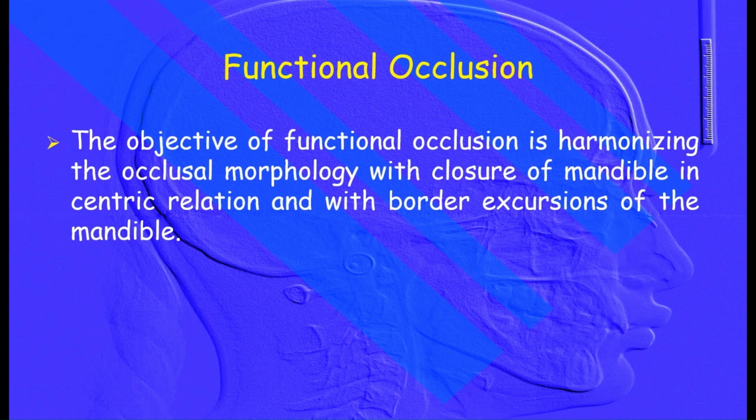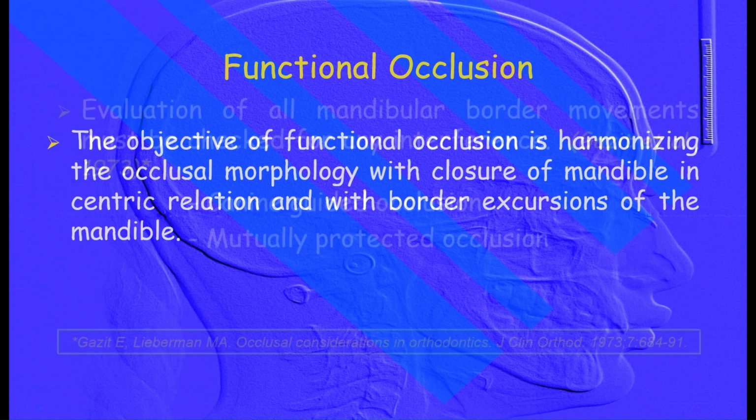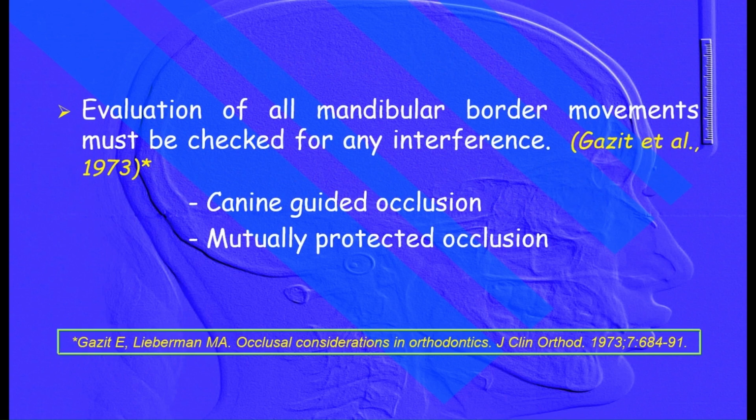Thus, the objective of functional occlusion, or gnathological objectives of occlusion, is aimed at harmonizing the occlusal morphology with the closure of the mandible in centric relation and with lateral excursions of the mandible. Gazit et al. recommended that all mandibular border movements must be checked for any interference. So any interference in the lateral excursions and protrusive movement of the mandible must be checked.